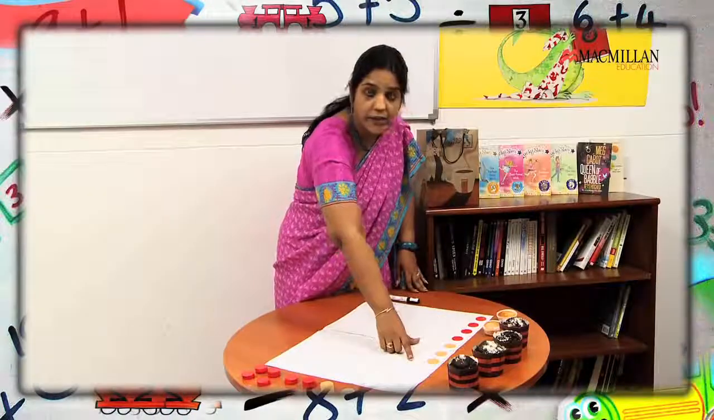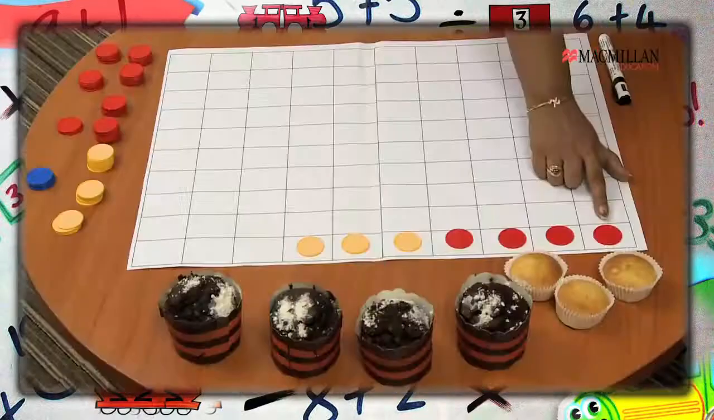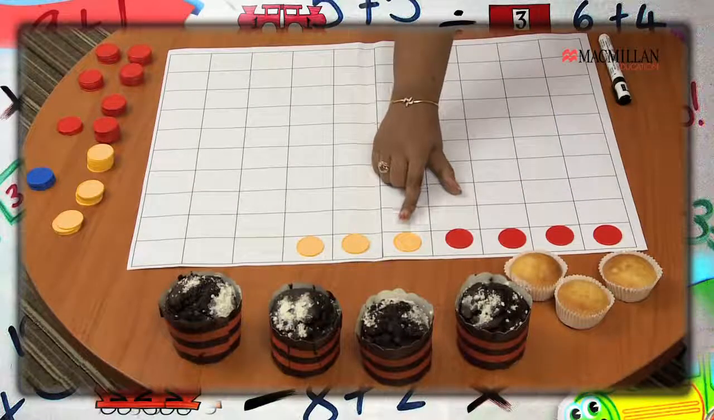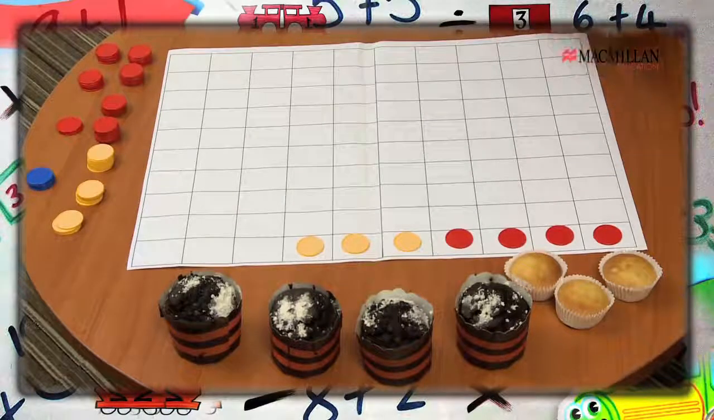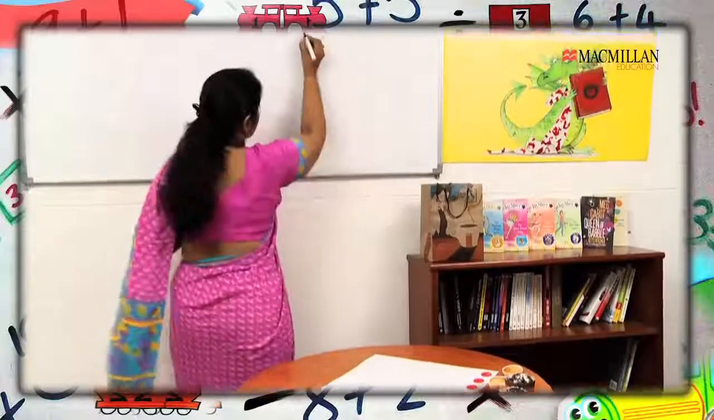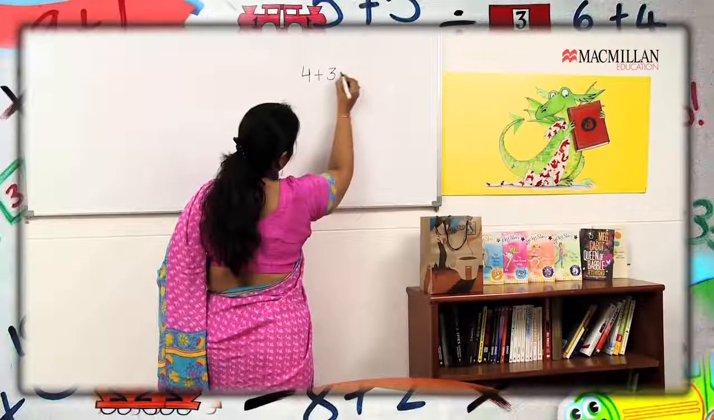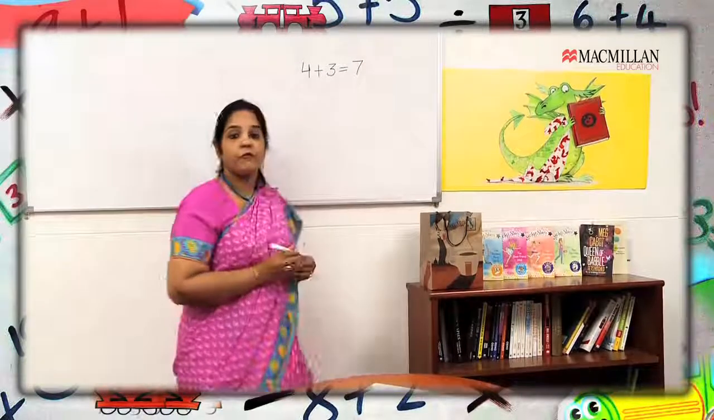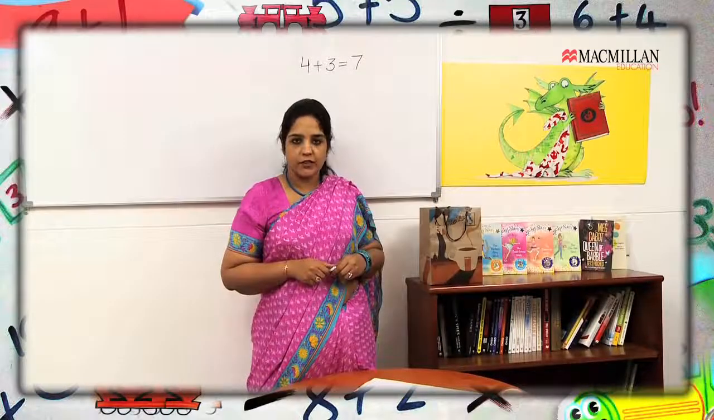Now let us add them all together. So how do I do that? I count 1, 2, 3, 4, 5, 6, 7. So that means 4 chocolate muffins plus 3 vanilla muffins together are 7 muffins in all. Interesting, isn't it? Addition is a very interesting concept.